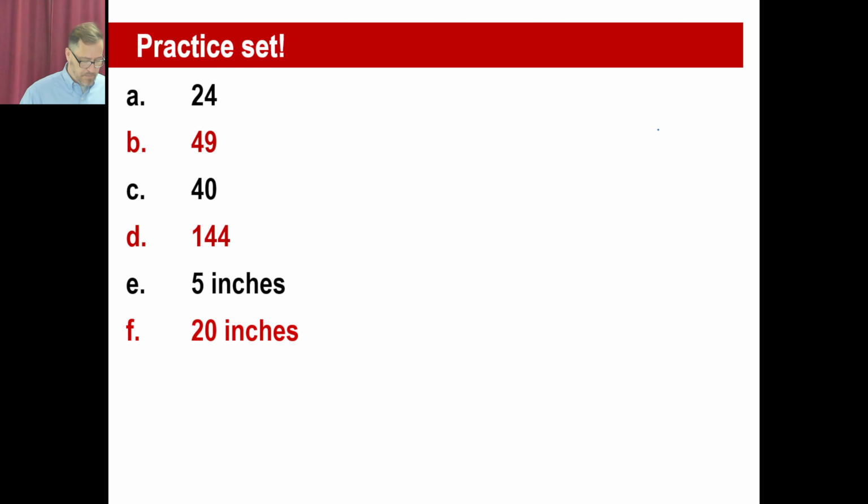Here are the answers. That's 6 by 4, 24, 49. Area of these rectangles should be 40, 144. And if a square is 25 square inches, each side's 5, because 5 times 5 is 25. The perimeter would be 20.